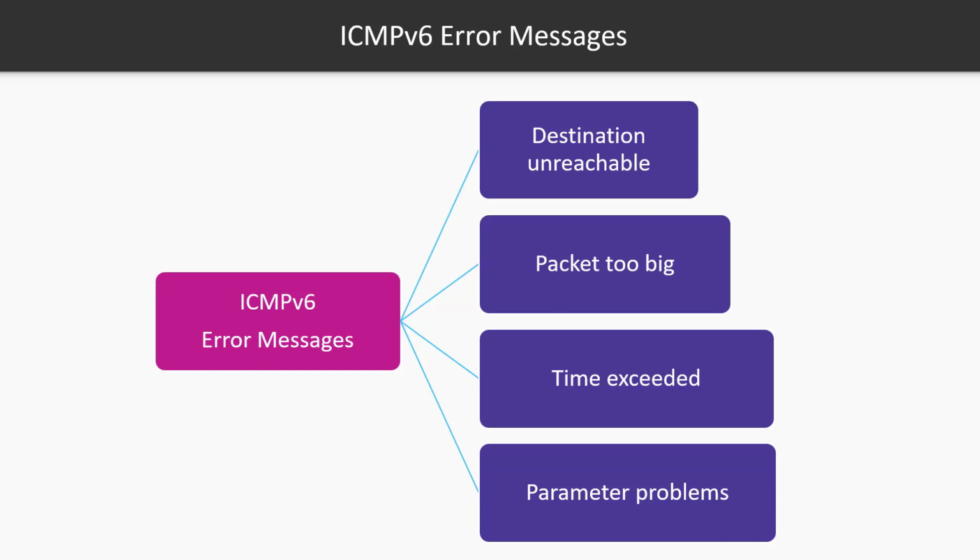Parameter problem message is typically related to problems with the IPv6 header itself. When a problem or mistake with an IPv6 header makes a router unable to process the packet, the router stops processing, discards the packet, and sends a parameter problem to the source.